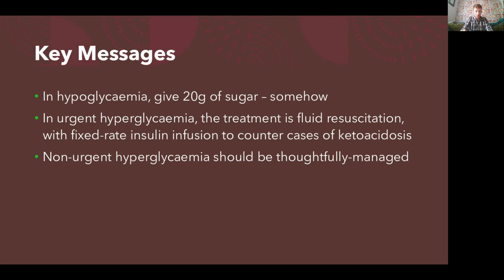Finally, if it's non-urgent hyperglycemia, you have the time, and if you're feeling particularly studious, draw out a graph, take 20 minutes, work it out, and propose a really strong plan. Are you just going to give them fluid management? Are you going to watch and wait? Are you going to change their bolus? Are you going to trial increasing their rapid acting regime? Or are you just going to tell them to eat less because they just had a massive meal?